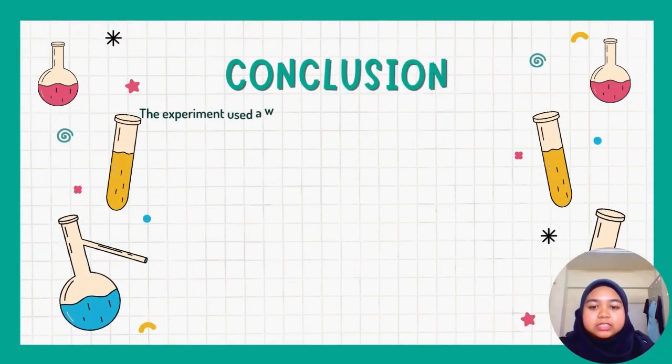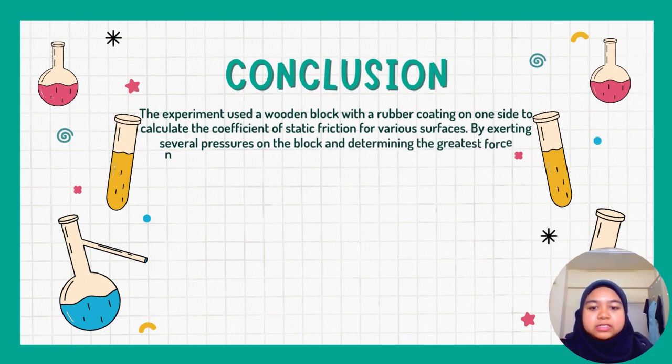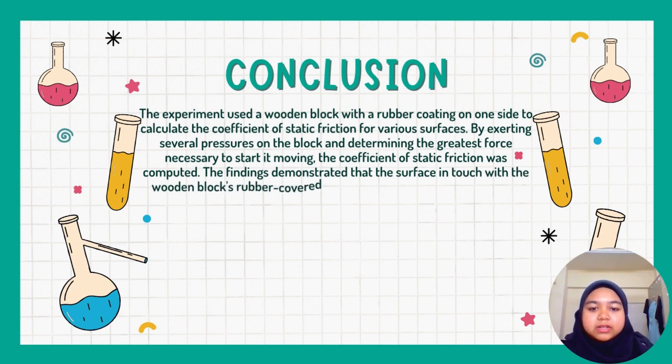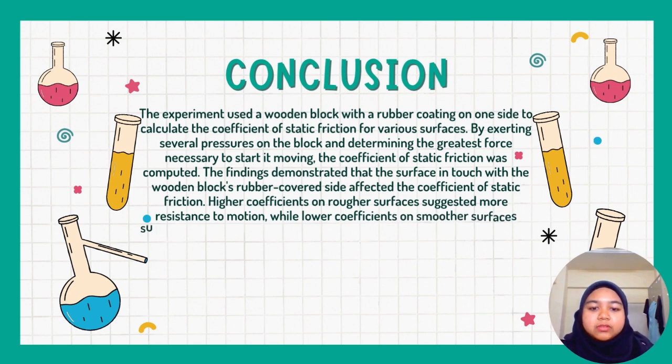The conclusion is that the experiment used a wooden block with a rubber coating on one side to calculate the coefficient of static friction for various surfaces by exerting several pressures on the block and determining the greatest force necessary to start it moving. The coefficient of static friction was computed. The findings demonstrated that the surface in touch with the wooden block's rubber-covered side affected the coefficient of static friction. A higher coefficient on a rougher surface suggested more resistance to motion, while a lower coefficient on a smoother surface suggested less resistance.